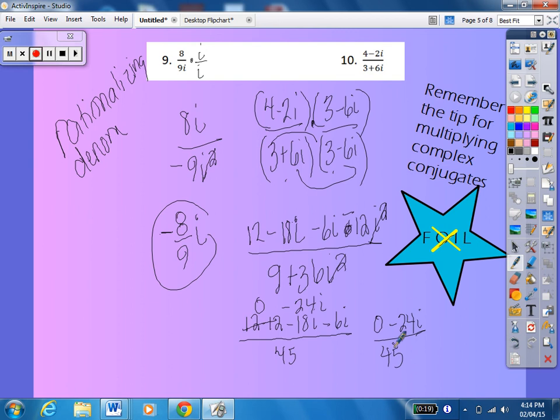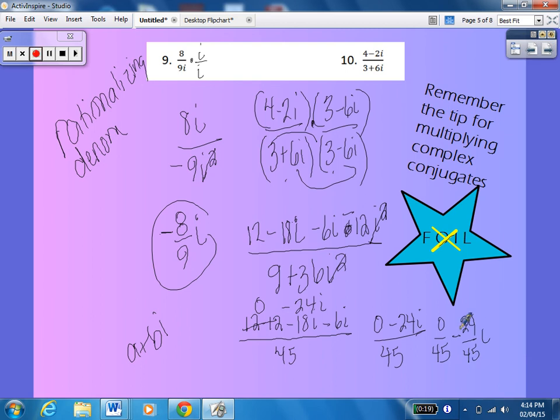But remember that your answer has to be in the form a plus bi. We always separate our real from our imaginary. So we're going to put the 45 under each number separately: 0 over 45, minus 24 over 45 i. Okay, so 0 divided by 45 is 0. So we got the 0. And then 24 and 45 we can reduce because 3 goes into both of those. 3 goes into 24 8 times, and 3 goes into 45 15 times. And so our final answer for this one is 0 minus 8/15 i.